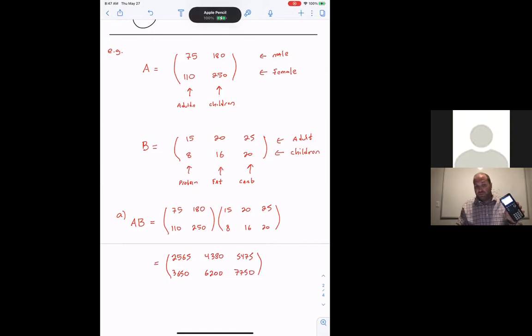Sometimes we will use the computer to compute matrices. Sometimes we'll do it by hand. We want to have practice with both. So that is the matrix AB.